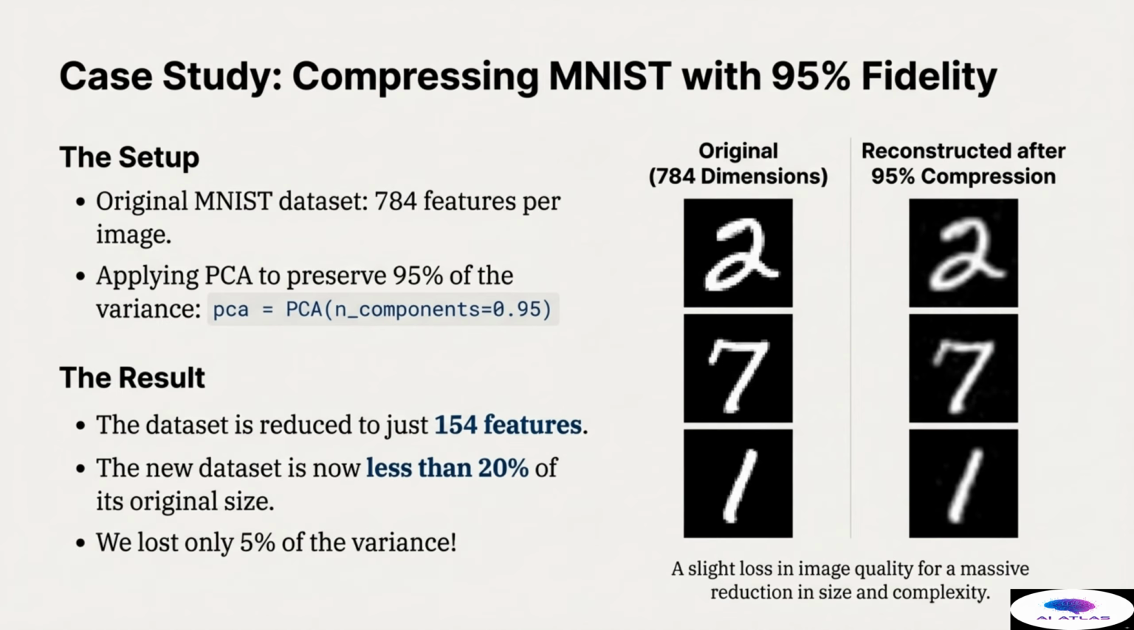The visual comparison shows the reconstructed images built from the 154 features. There is only a slight loss in image quality, perhaps a minor blurring, for a massive reduction in complexity. This showcases how PCA provides immense efficiency gains with minimal data loss.